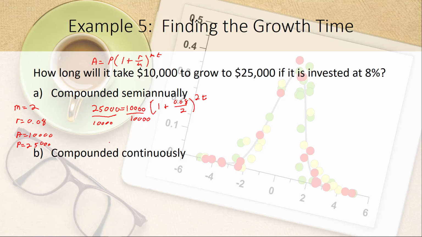And if we do, on the left-hand side, we're going to get 2.5. On the right-hand side, these cancel, and we're left with 1 plus 0.08 over 2 to the 2t. But we can work on that a little bit. So we're going to have 1 plus 0.08 over 2, which is going to be 0.04, raised to the 2 times t power. And we can simplify that some more, and then we will have that 2.5 is equal to 1.04 to the 2t.